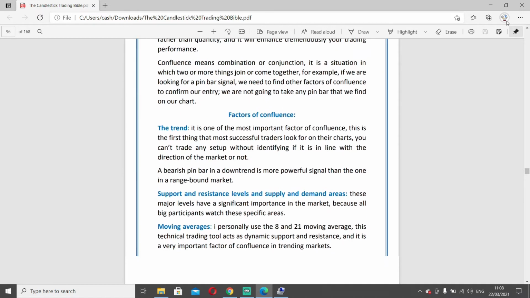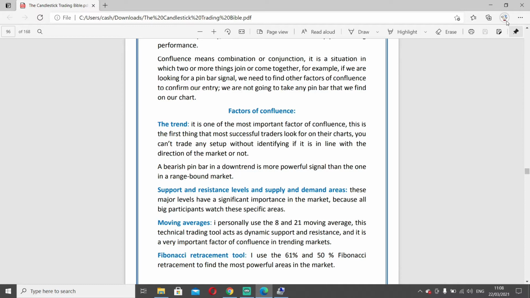So the factors of the confluence are, first, the trend. It's one of the most important factors of the confluence. This is the first thing that most successful traders look for on their chart. They look at the trend and try to trade with the trend and not against it. Because trading against the trend is a bit risky, and most likely if you have that 5-to-1 risk to reward trading against the trend, I can guarantee that like 90% of the times it's not going to get to your 5-to-1.